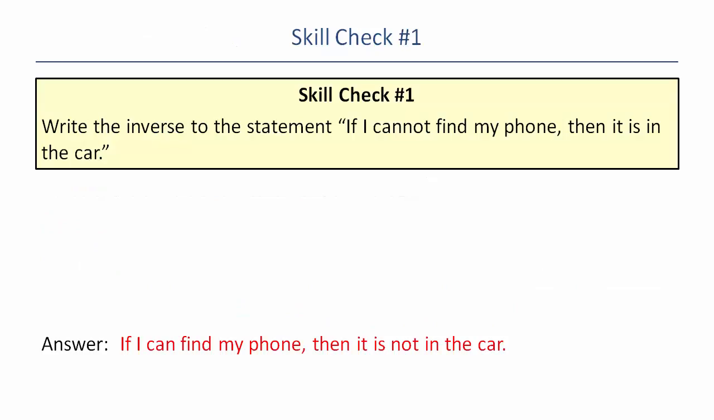Skill check. Write the inverse of this statement and see if you can get it correct. Try obviously not to look at the bottom of the slide first and then come back and check it. All right, were you able to get that? If you're going to take the inverse of "if I cannot find my phone, then it is in the car," the inverse, remember, is the negation of everything. So cannot becomes can, and it is in the car becomes it is not in the car. All right, good job.